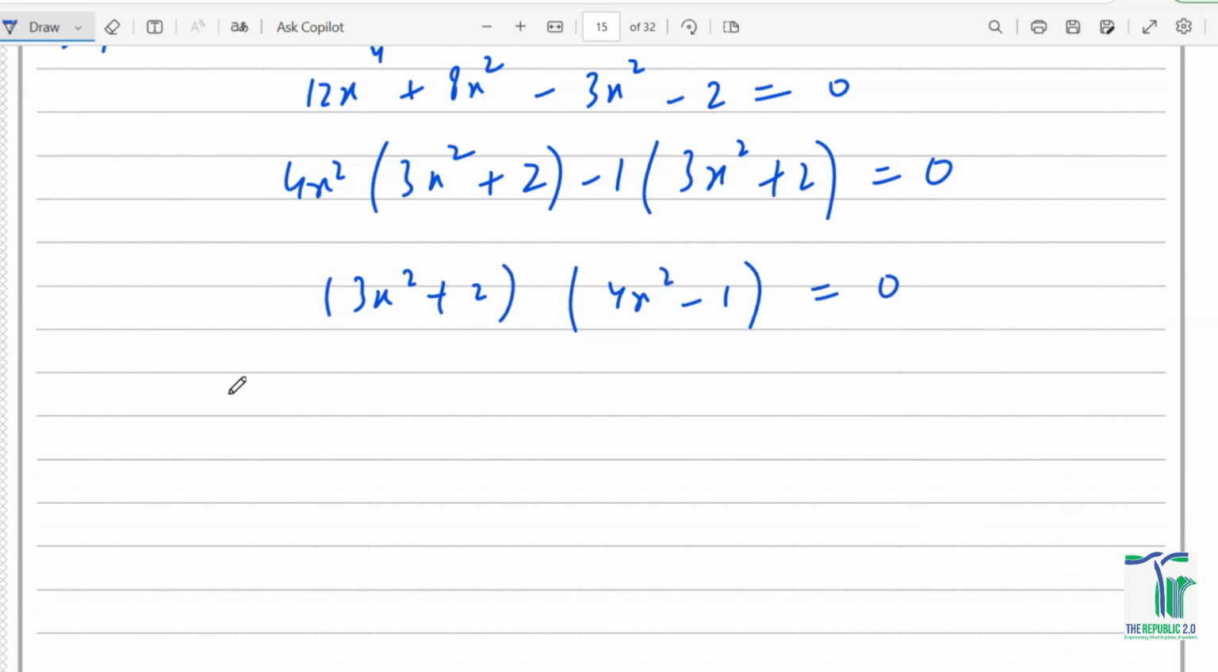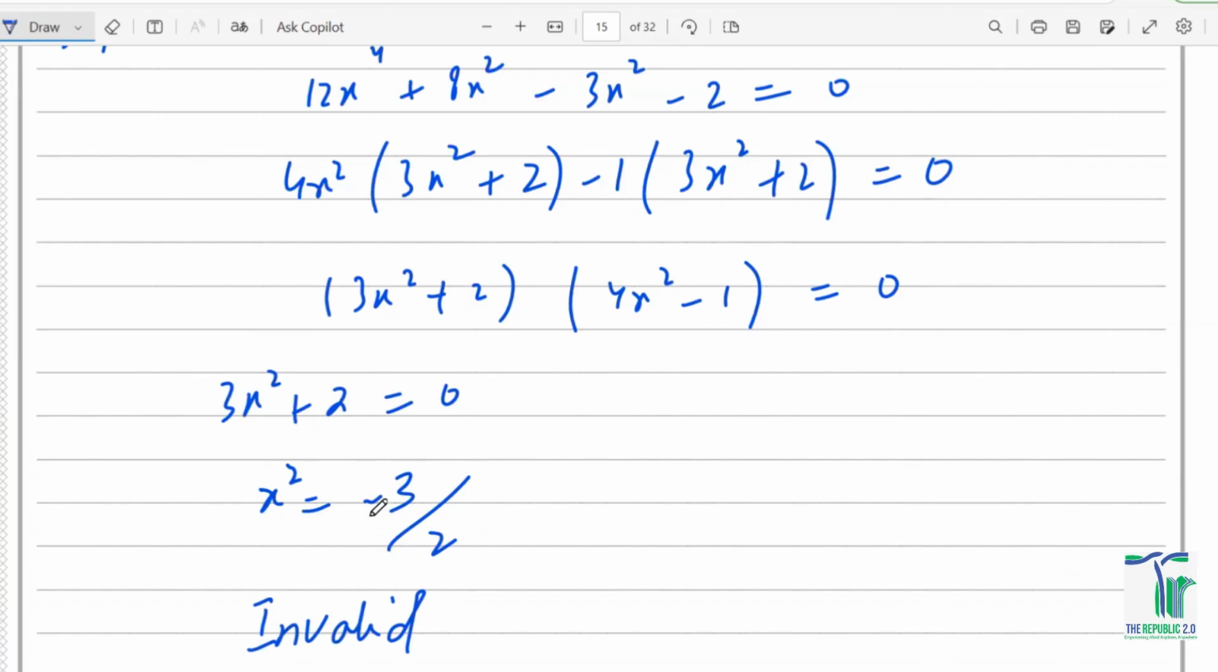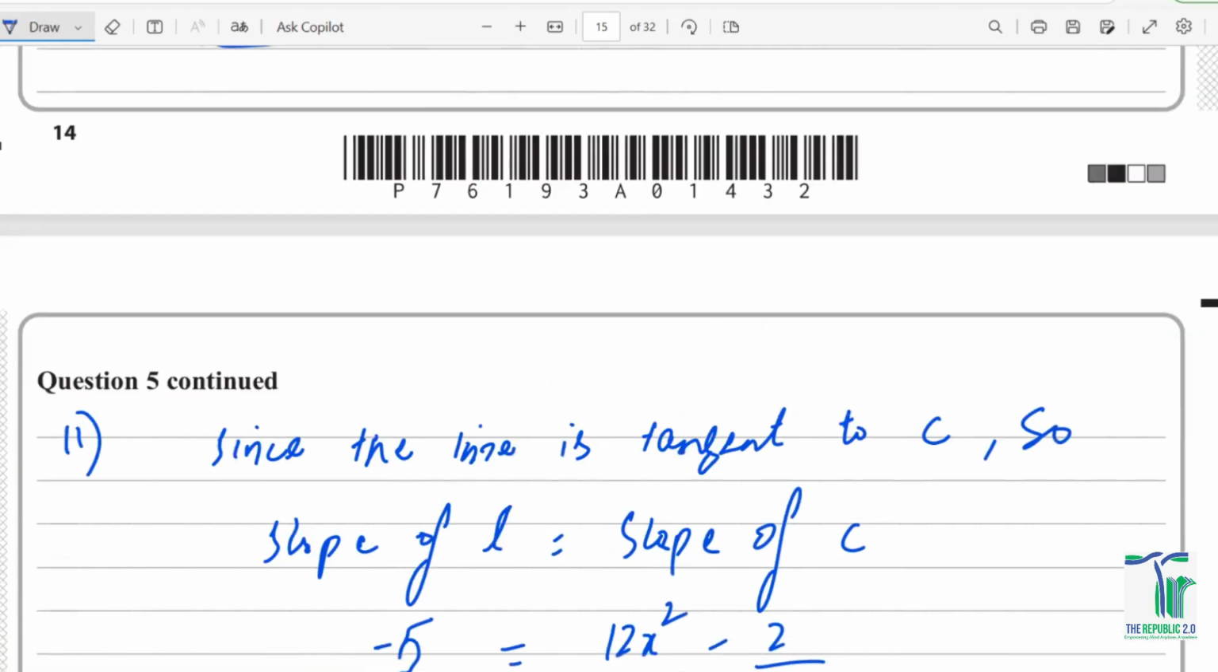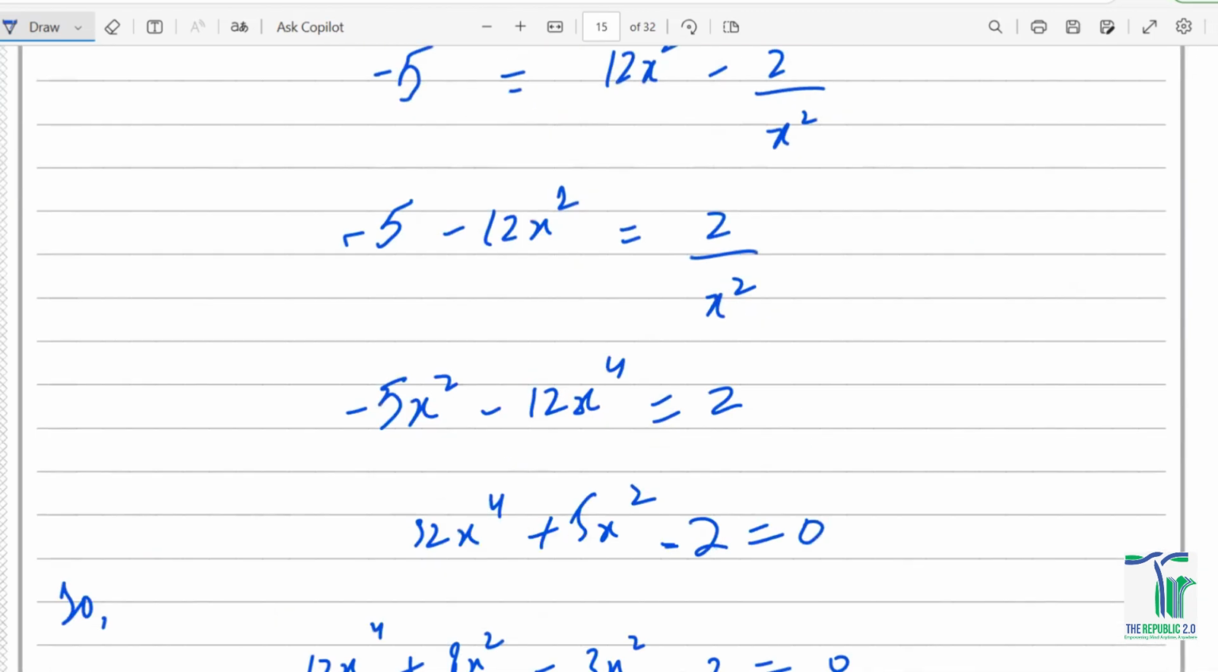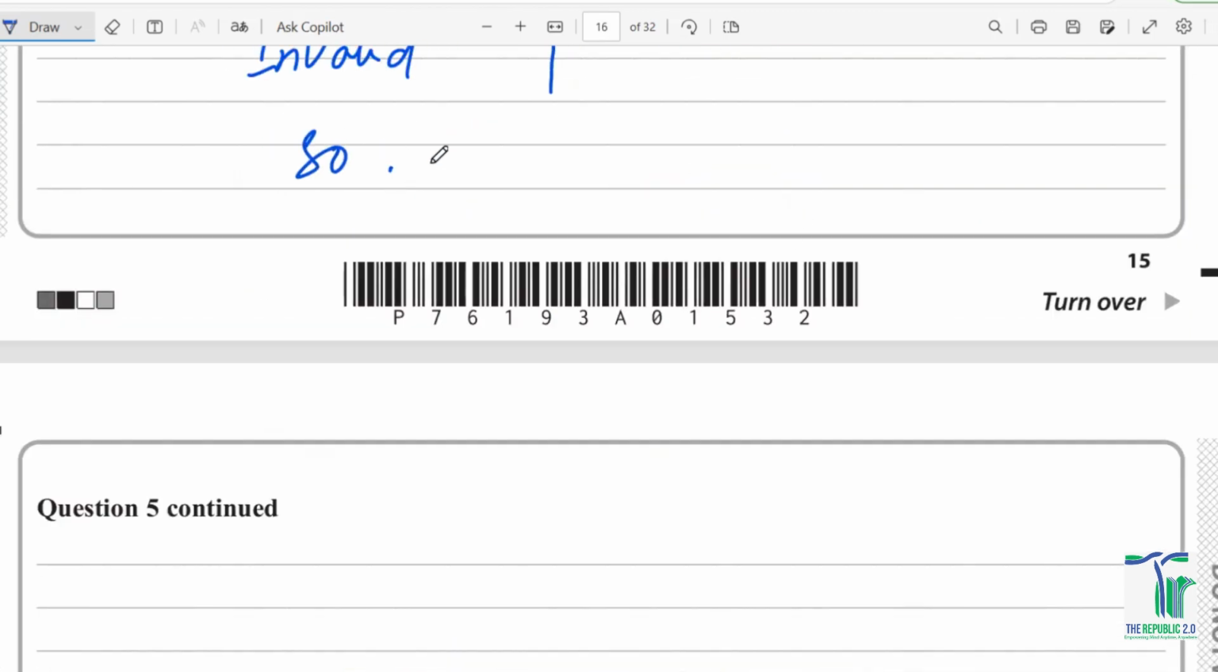And from this equation, I would be having 3x square plus 2 equals to 0, and x square would be negative 2 by 3. That is supposed to be invalid because there would be a negative sign under the square root. But over here, I would be having x square equals to 1 by 4, which is x equals to plus minus 1 by 2. I'm going to take the positive term because it was given in the question that x has to be greater than 0, right? So x comes out to be 1 by 2.